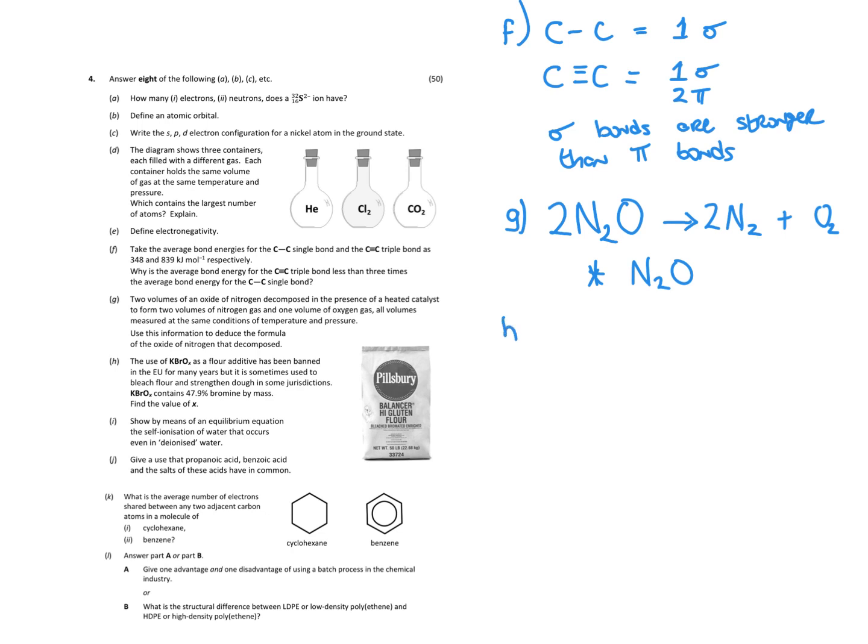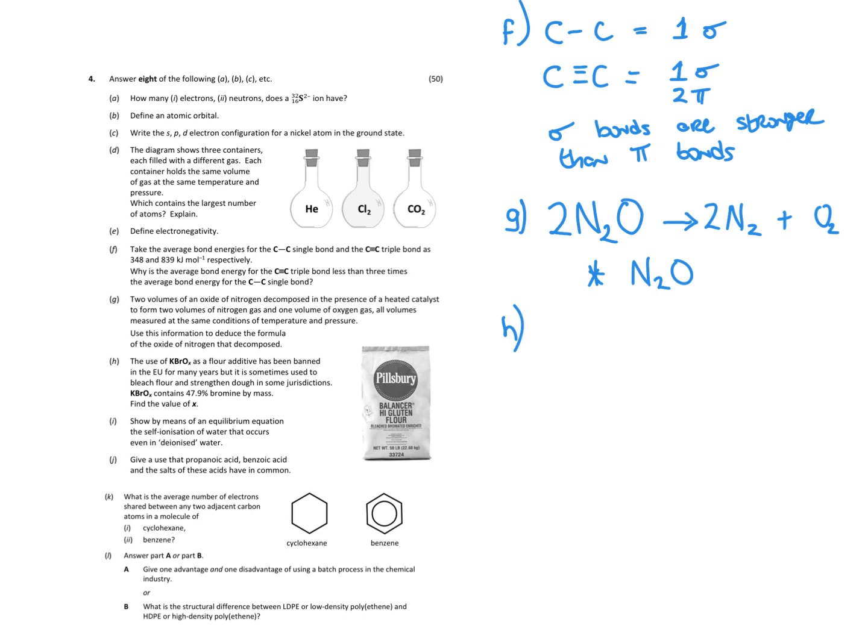Part H then, as I've said, this is a stoichiometry calculation, and you're told the use of KBrO as a flour additive has been banned in the EU, and lots of information about that. The main bit that we want to see is down here. It says KBrOx contains 47.9% bromine by mass. Find the value of x.